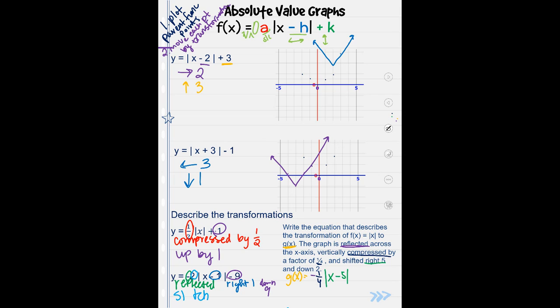Finally, it is down by 2. So down is negative, so subtract 2. All right, you're going to be practicing all of these on Canvas. Let me know when you have questions.